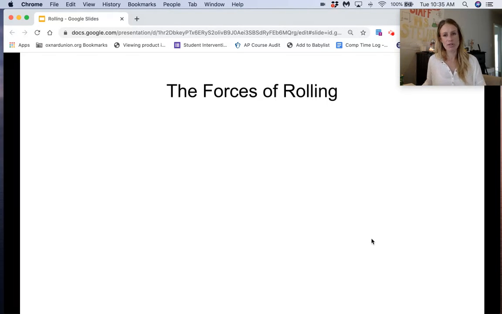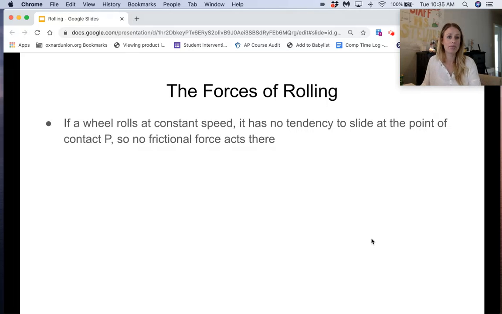Now let's talk about forces of rolling. If the wheel rolls at constant speed, it doesn't have a tendency to slide at any point of contact when it touches the ground. So the interesting thing is that no frictional force actually acts there. Again, the main point is that the wheel is rolling at constant speed.